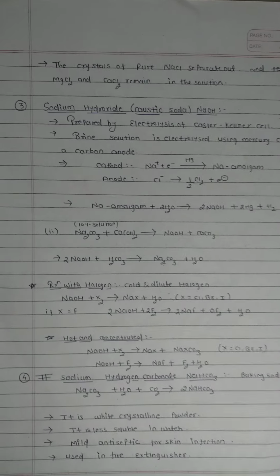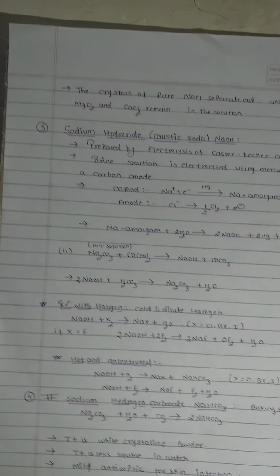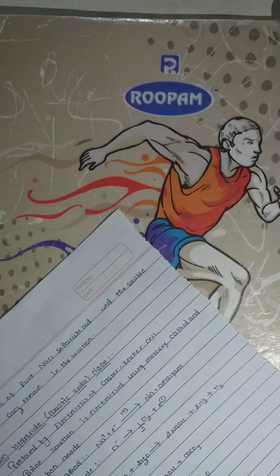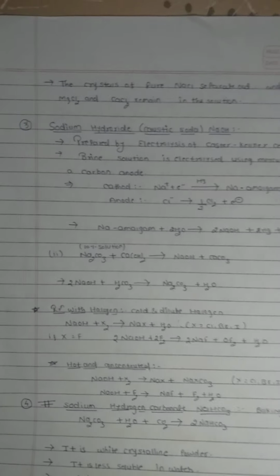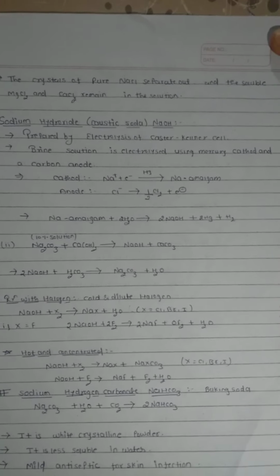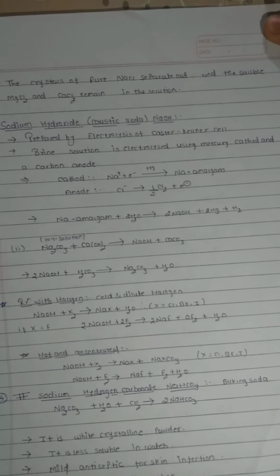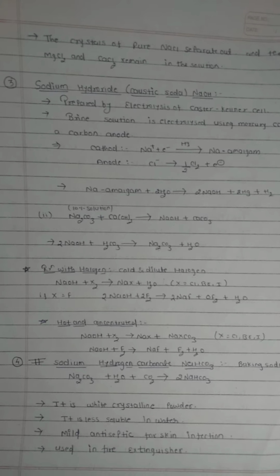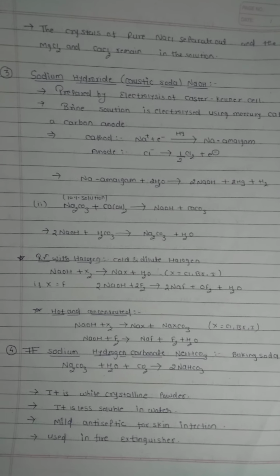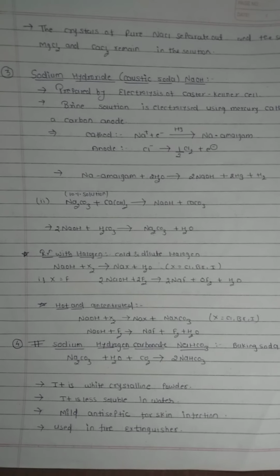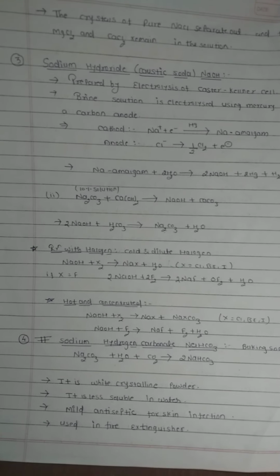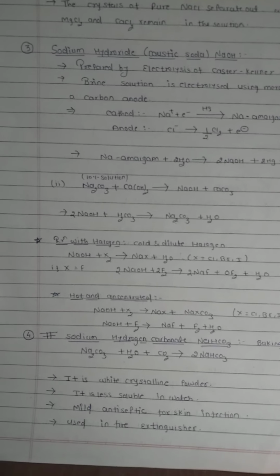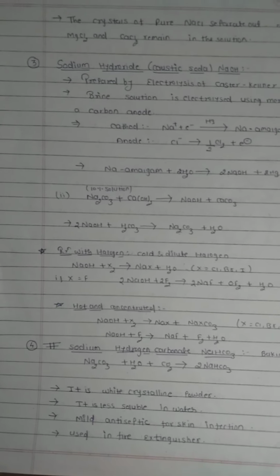The next step is the crystals of pure NaCl. The crystals of pure NaCl separate out, and the soluble MgCl2 and CaCl2 remain in the solution. That means the crystals of NaCl are not very soluble, so they can be easily taken out from the solution. The third compound is sodium hydroxide or NaOH.